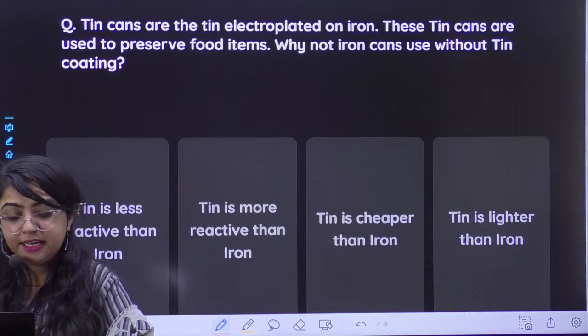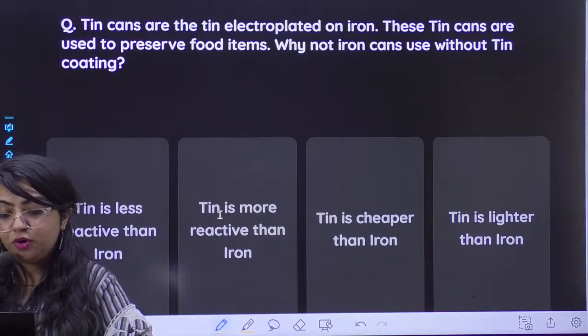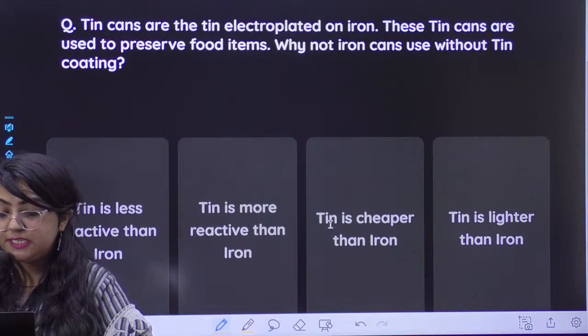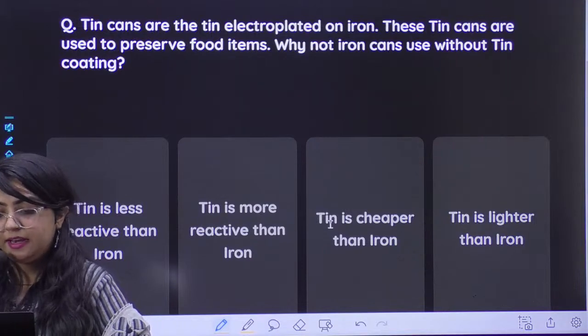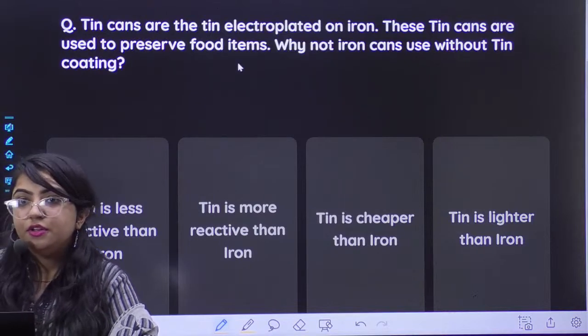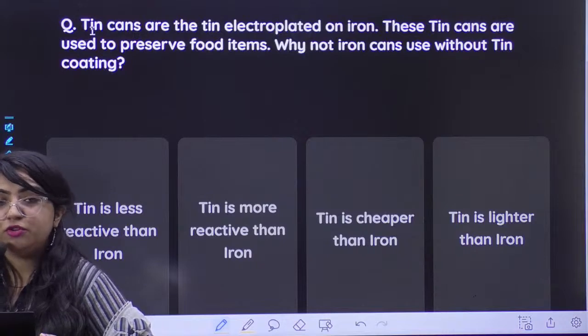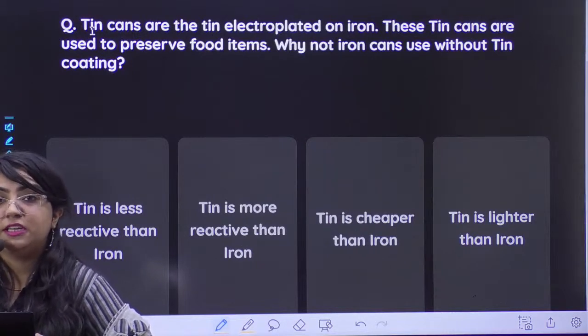Option A, tin is less reactive than iron. Option B, tin is more reactive than iron. Option C, tin is cheaper than iron. And option D, tin is lighter than iron. So they are asking that iron is electroplated with tin. So what could be the most appropriate reason for this?